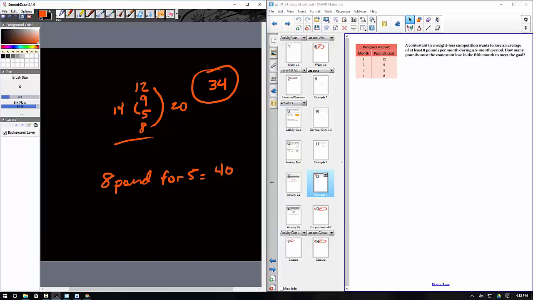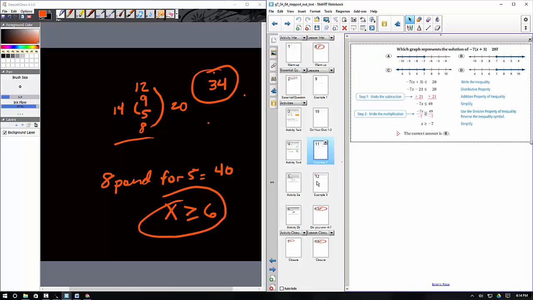So far, she has 34. She has to lose at least. So x has got to be greater than or equal to what number? And the answer is 6. And the reason why is because 34 plus 6 equals 40. And that's the number I need to get. So I have an average of 8 pounds for every month.